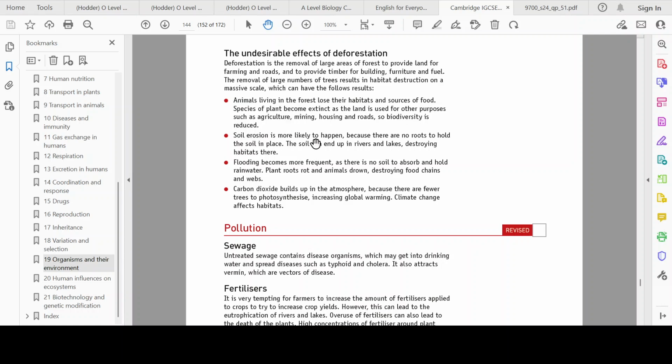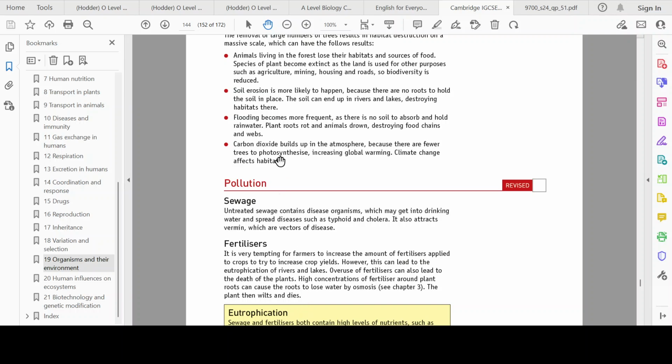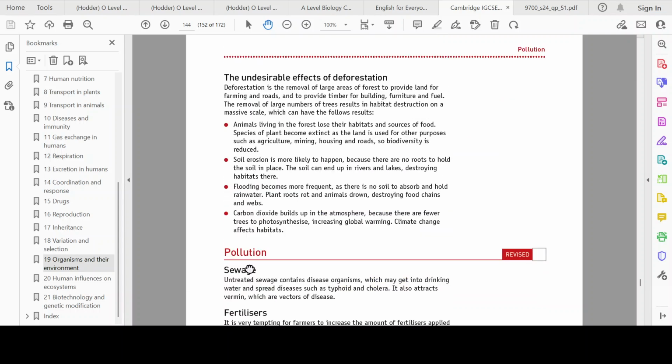Soil erosion is more likely to happen because we know that plants and trees and everything hold the soil together, right? And so if that's not there, soil erosion is more likely to happen because there are no roots to hold the soil in place, and the soil can end up in rivers and lakes, destroying the habitat. So they're mentioning that again and again, and so we're going to get to eutrophication, right? Tomorrow, I'll stop at pollution today.